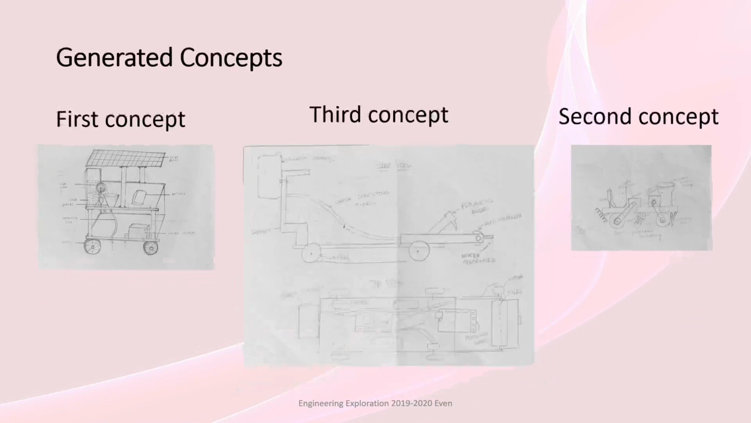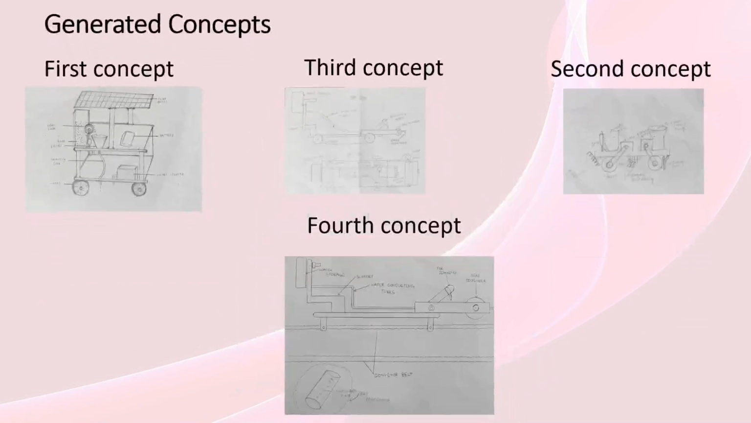The fourth concept, wherein the bot would be attached to the soil bed, the seed would be dispensed in multiple rows using the cylindrical dispenser and the soil will be plowed using plowing blades. But here the bed will be movable and the bed will move.